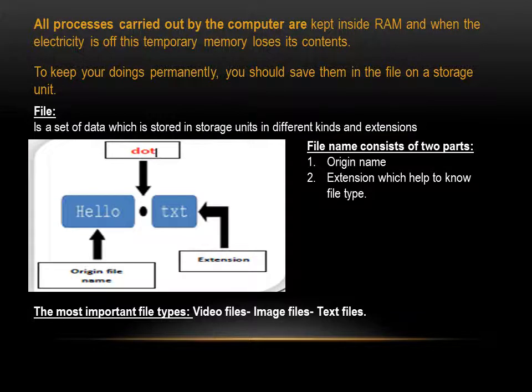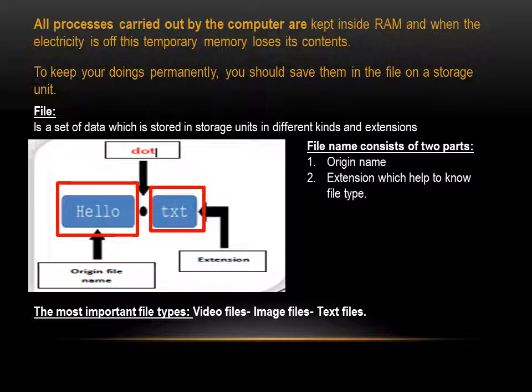A file is a set of data which is stored in storage units in different kinds and extensions. The file name consists of two parts: the origin name and the extension, which helps to know the file type. Extensions are like txt, mp3, wave. The most important file types are video files, image files, and text files.